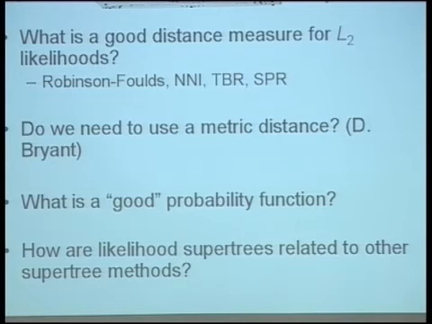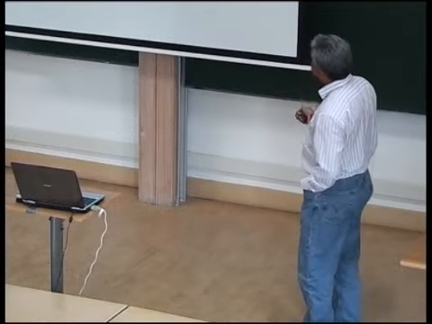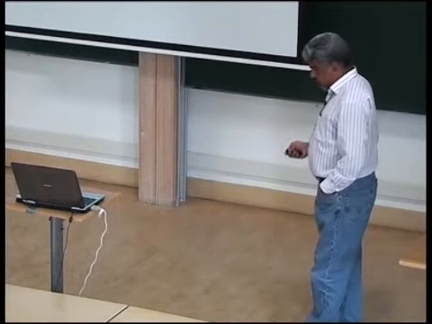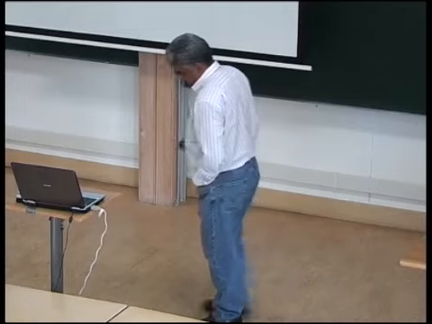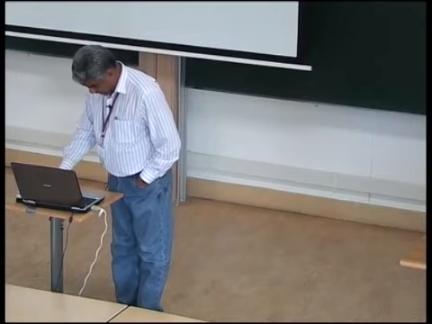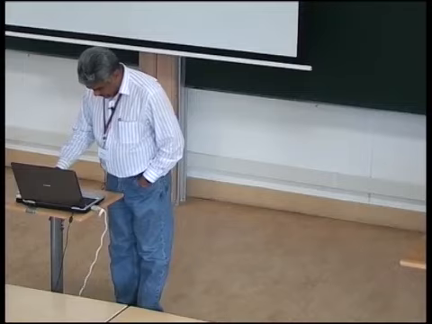And finally, how can we look at likelihood supertrees and extend them or show the congruence, as it were, with other supertree methods? So I think these are some of the questions that remain, and hopefully people here, once the paper comes out, will be able to extend the work.